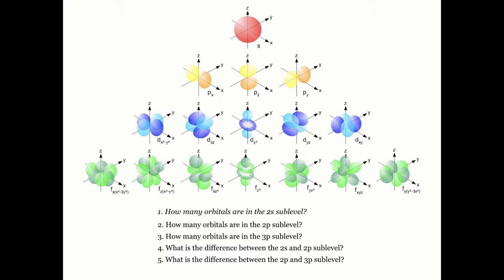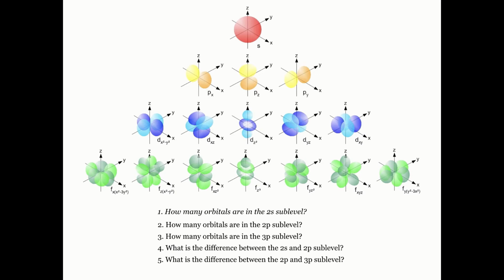Well, first of all, the 2s only has 1 orbital and the 2p has 3. The other difference is, notice when you write your electron configuration, it's 1s2, 2s2, 2p. So the 2p sublevel is going to be farther from the nucleus than the 2s sublevel, meaning it's easier to remove electrons from the 2p, because they are higher energy, they're farther from the nucleus than electrons in 2s.